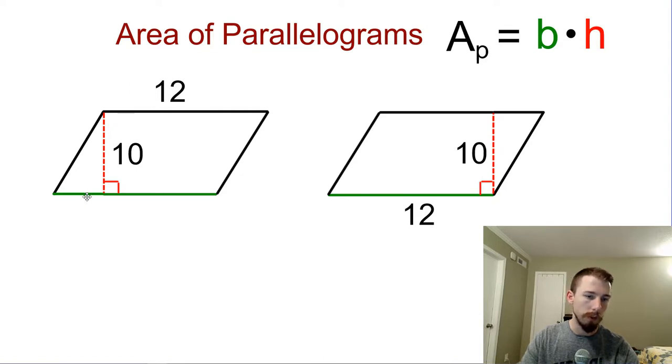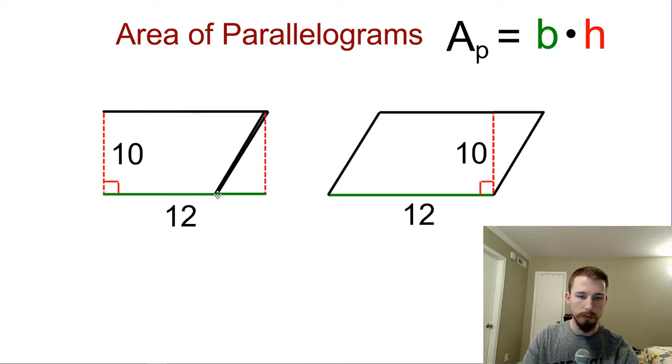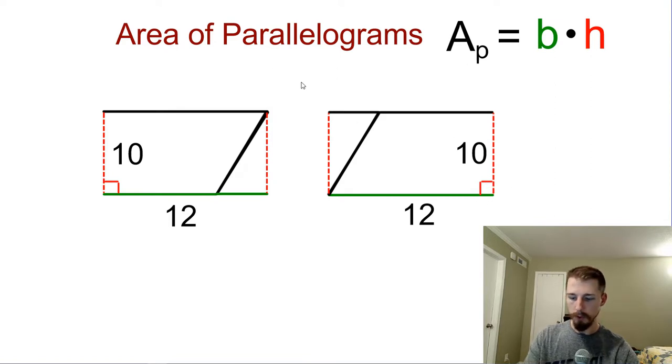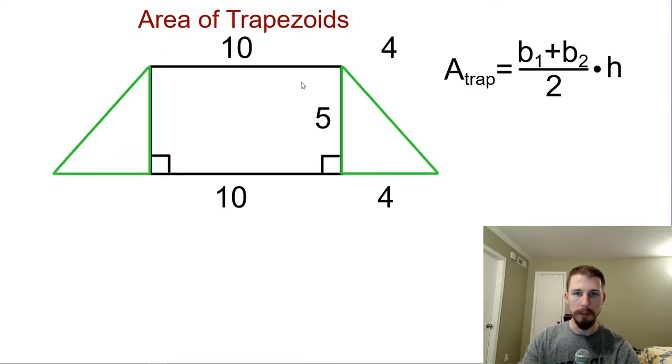The reason that works, even though this is not a rectangle, is this portion that's sticking out extra over here can be moved to the other side, and we can make a rectangle out of it. And now this rectangle would have a base of 12 still. It's still the same 12, right? We just moved it from over here to over here. It's still the same length, and it still has the same height of 10. Same thing if we want to move the part on the right, we can move that over to the left. We still have the same base of 12, same height of 10. Okay. So for triangles, it's going to be base times height divided by 2, and for parallelograms, base times height.